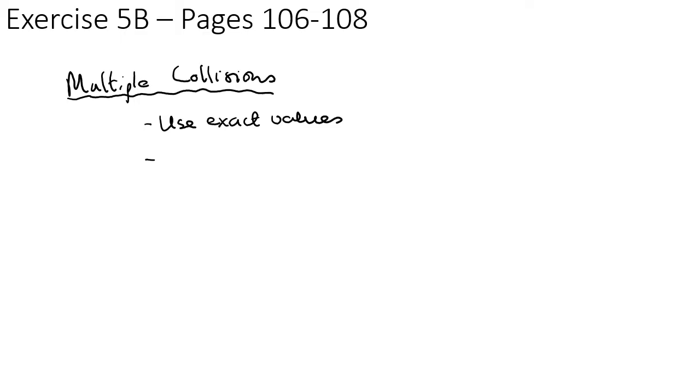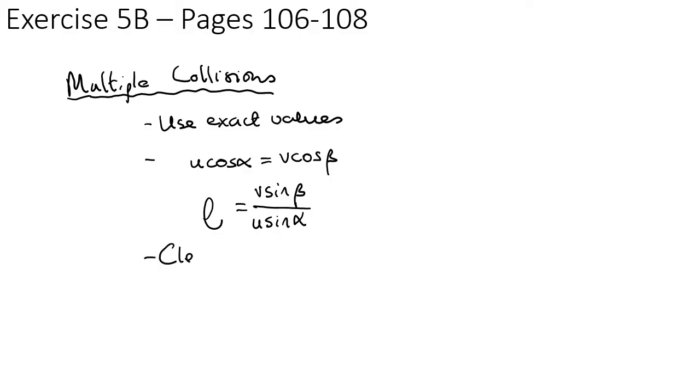Your two equations are pretty much the same for most of the questions you're doing, where you've got the two speeds, so u cos alpha equals v cos beta. That's going to be one equation. The other equation is going to do with the coefficient of restitution, which is going to be that speed of rebound, which is going to be always like v sine beta over the speed of approach, which will be u sine alpha. Clear diagrams, very important.